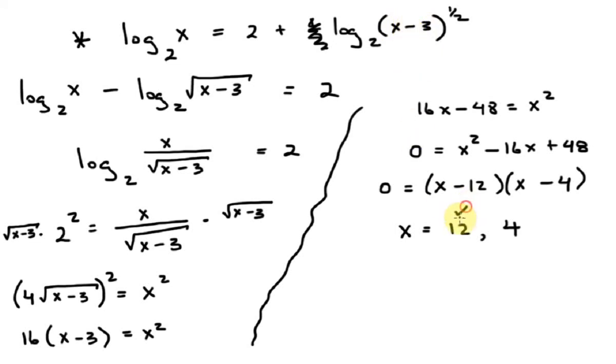That one checks out. How about 4? Log of 4 and log of 4 minus 3, or log of 1, yeah, that checks out too. So this time I have two solutions, and that's fine. And that's where I'm going to stop for now.